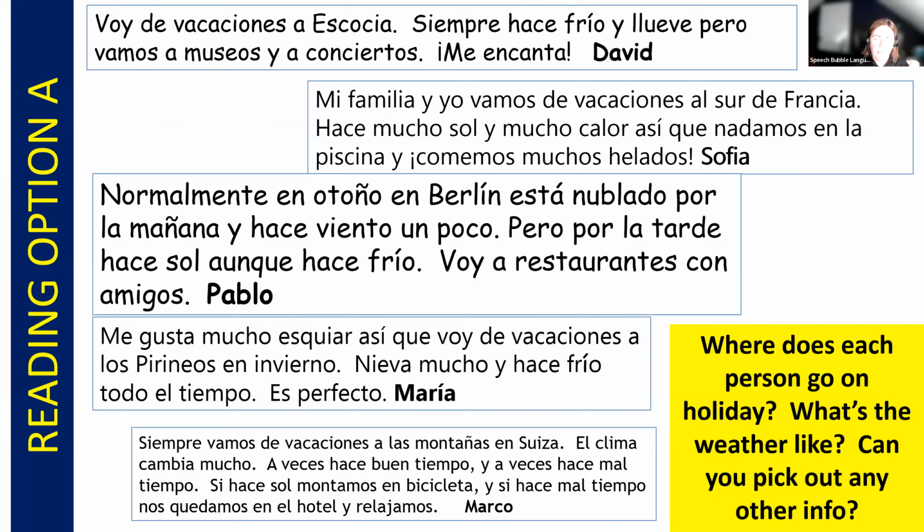Okay. That is what it says, but if you're reading it as though it's written, Voy de vacaciones a Escocia. It's David that's speaking here, isn't it? Because he's used voy. So voy de vacaciones a Escocia. I'm going on holiday to Scotland. So we're saying it as we are David in that tense. I'm going to Scotland on holiday. Siempre hace frío. It's always cold and rainy. But we go to museums and concerts. Me encanta. I love it. David. Perfect. That was all superb, translated correctly. But just because it is David that's saying it, then you need to say it in that tense. And that's where voy de vacaciones means I'm going. Okay? Perfect.